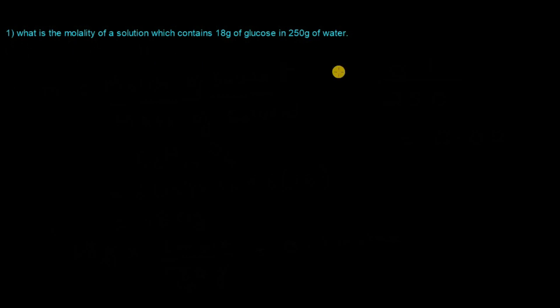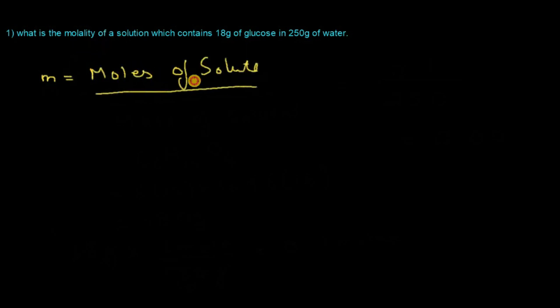So the first question says, what is the molality of a solution which contains 18 grams of glucose in 250 grams of water? We know that molality, the abbreviation for molality is small m, is equal to moles of solute divided by mass of solvent. So what they have given us is 18 grams of glucose.